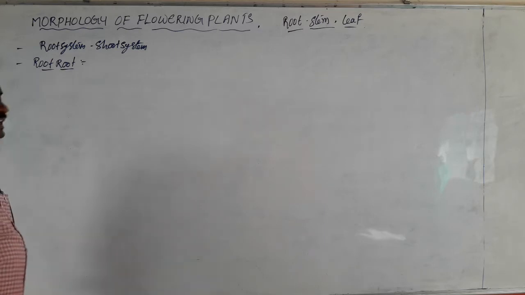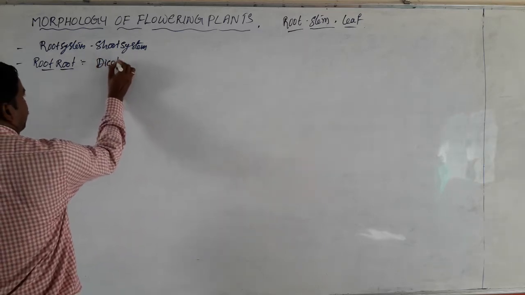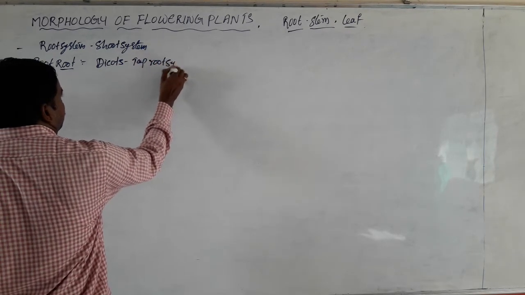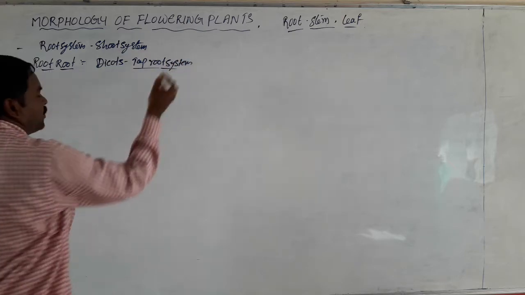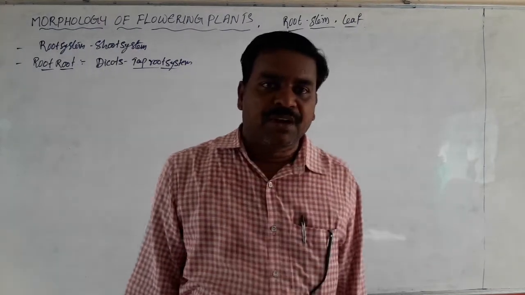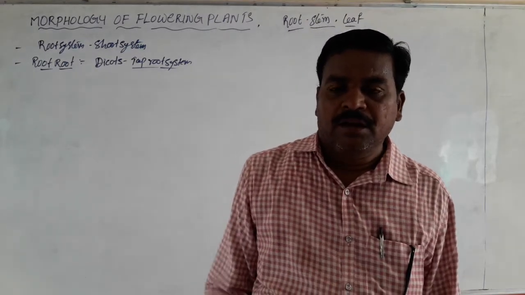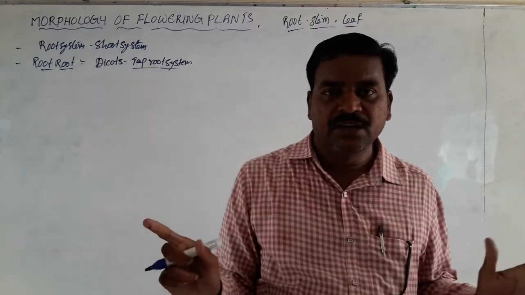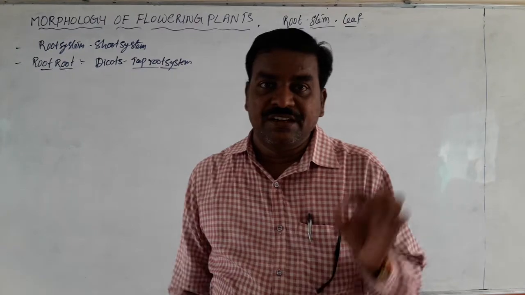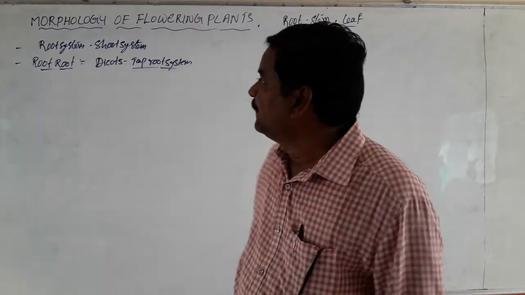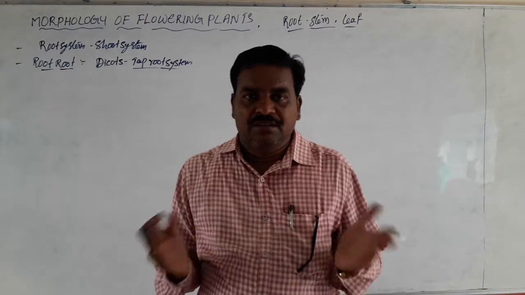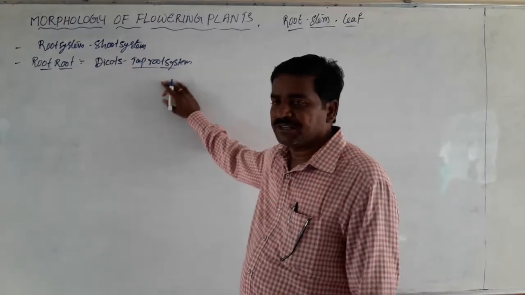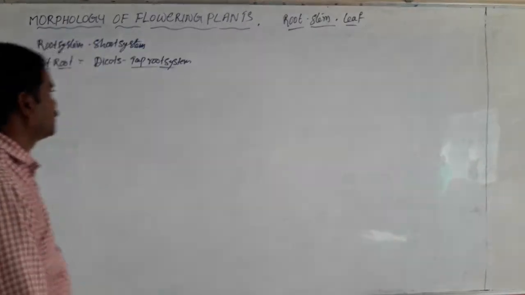In case of dicots, taproot system is there. What is taproot system? It is developed from the radicle, direct elongation of the radicle into the ground, leading to the formation of taproot. It produces several lateral roots. Lateral roots originate endogenously, and they produce several rootlets, etc. Such a root system is called taproot system, common in dicotyledonous plants.